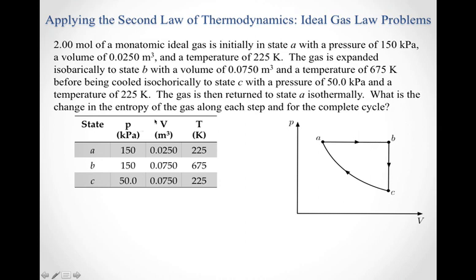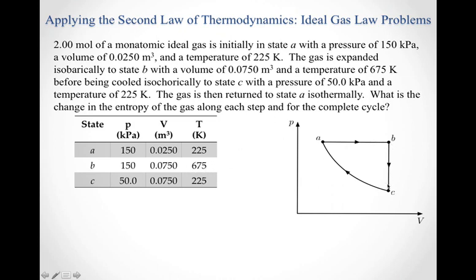I'm told the pressure, volume, and temperature at each of these states. So the pressure at A is 150 kilopascals, the volume is 0.025 cubic meters, and the temperature is 225 Kelvin. At B, because the pressure at A and B are the same, still 150 kilopascals, it's now increased its volume to 0.075 cubic meters, and it's increased its temperature to 675 Kelvin.